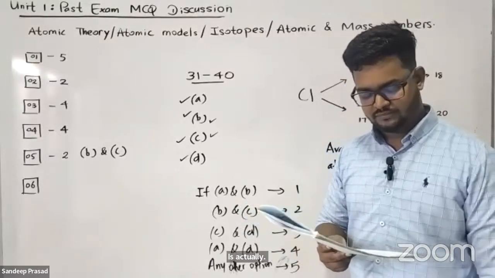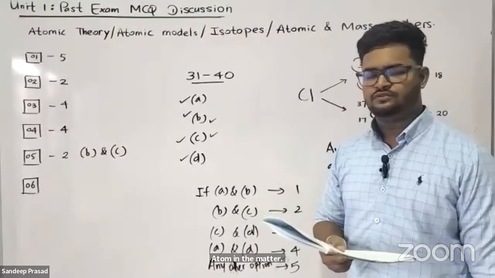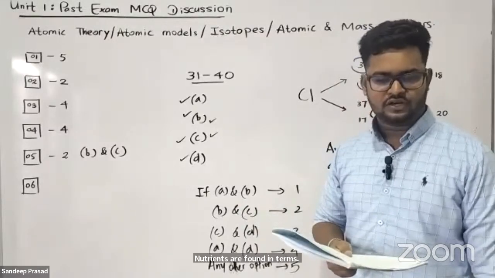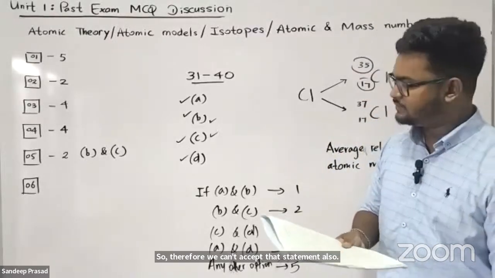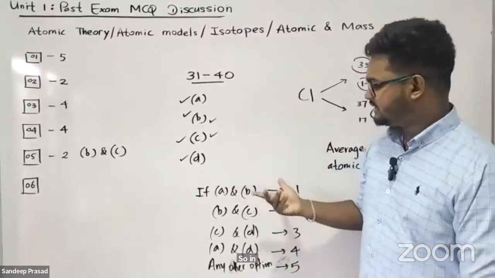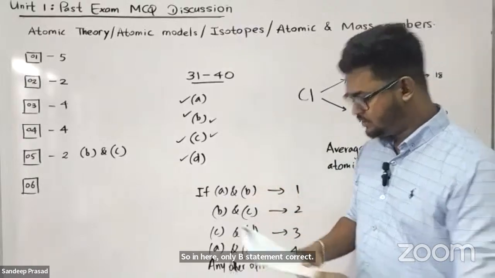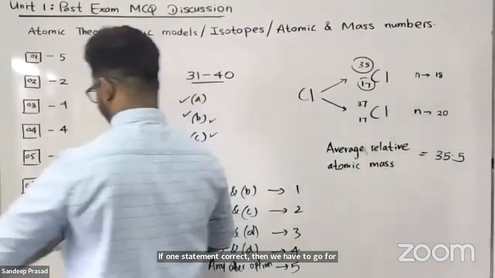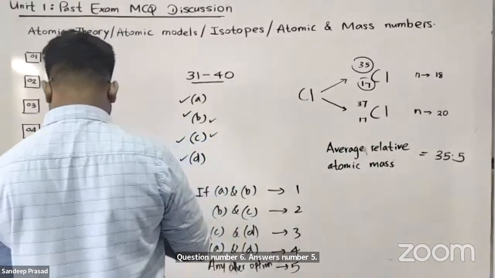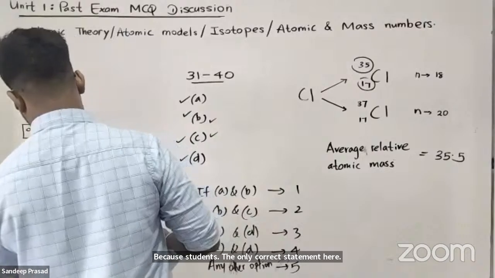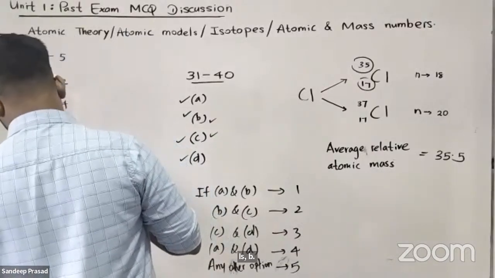Neutrons are found in atoms. No, neutrons were actually discovered by James Chadwick. So we can't accept that statement either. So here, only statement B is correct. If only one statement is correct, then we have to go for the other option. Question number 6, the answer is number 5, because students, the only correct statement here is B. Therefore, we have to go for option number 5.